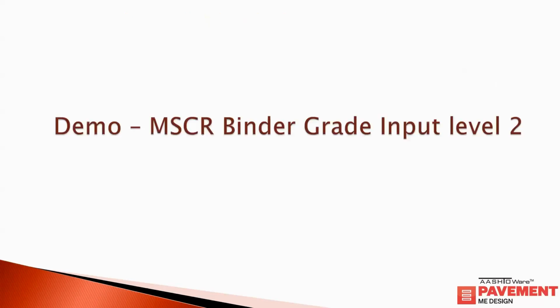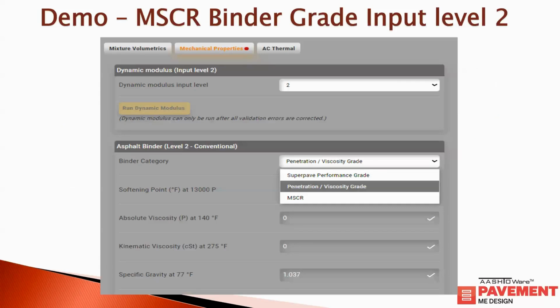Next slide, please. Okay, so like the input level 3, I want to give you a brief demo of the input level 2, with some screenshots. Next slide, please. Yeah. So in the web app, version 3, in the mechanical properties tab, if you select the dynamic modulus input level 2, you can see in the binder category drop-down menu you will have three options: the Superpave performance grade, the penetration or viscosity grade, and the MSCR. You have to select the MSCR binder grade to go with the MSCR input level 2.